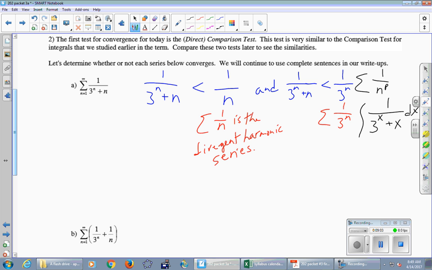1 over 3 to the n. Writing out a few terms of this guy, when n is 1, when n is 2, when n is 3. What kind of a series is that? That is geometric, right? Same multiplier every time. This is a geometric series with, what's the common multiplier, common ratio? What is it, 1/3?